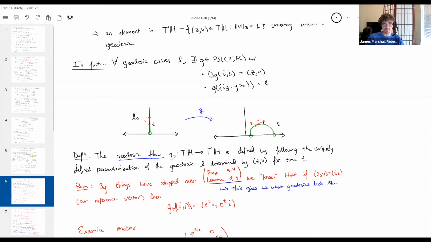So here's the formal definition. The geodesic flow is defined by following the uniquely defined parameterization, which is given by this proposition earlier, of the geodesic L determined by something in the unit tangent bundle, ZV, for time t.